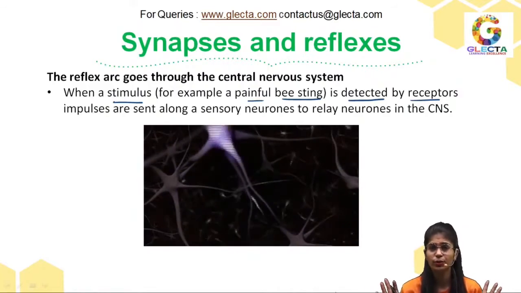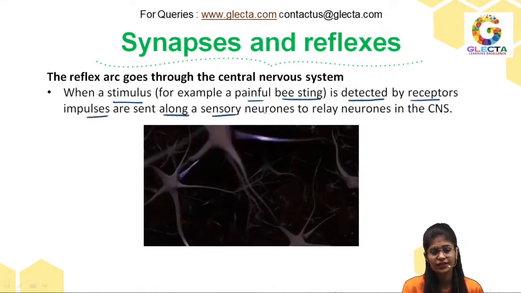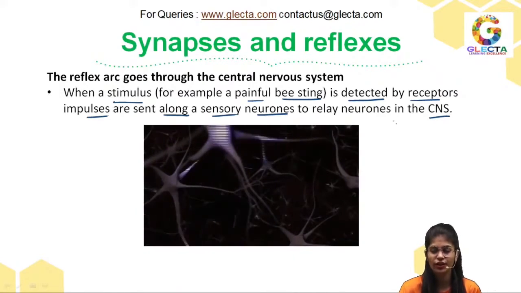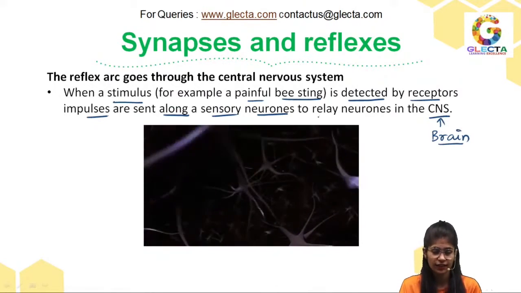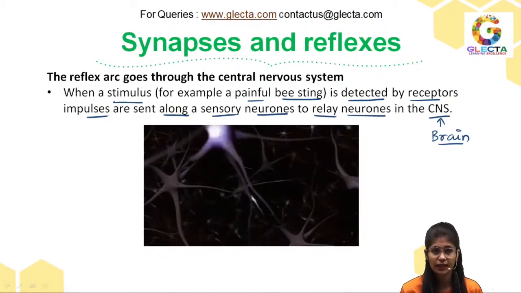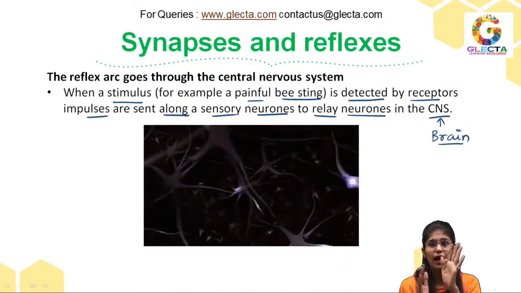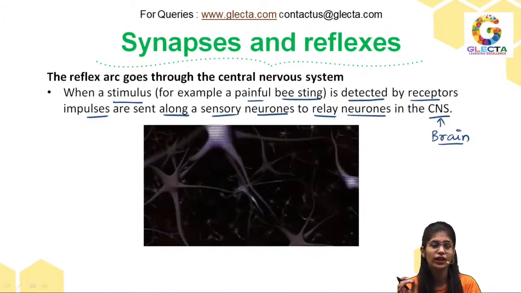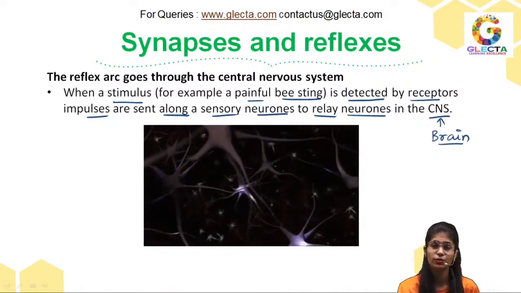Once that is done, your receptors will catch it that, okay, something has happened. Then these impulses will be sent along the sensory neurons. Sensory neurons will take it to the CNS. Again, your CNS is your brain. From sensory neurons, there is another thing which is known as your relay neurons. Relay neurons are present around your spinal cord. So sensory neurons are present in your arm. If I'm talking about a bee sting on your palm or the back of your hand, sensory neurons will take it to your relay neurons. Then relay neurons in and around your spinal cord are going to take them to the central nervous system, which is your brain.